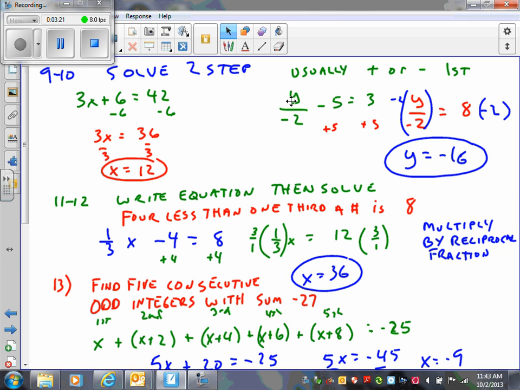Over here I got y divided by minus 2 minus 5 equals 3. So the last thing I said before the equals was minus 5. We got to get rid of that by adding 5 to both sides. That leaves us y divided by minus 2 equals 8. I'm dividing by minus 2, so I got to multiply by minus 2. Notice I got to use that minus sign too. Don't change the sign of that. Y equals negative 16.